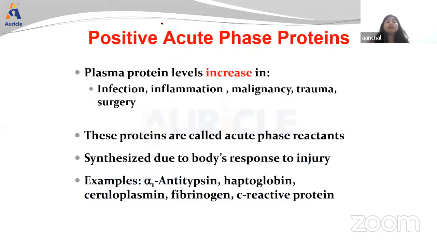Next, we have positive acute phase proteins. Plasma protein levels increase in the case of infection, inflammation, malignancy, trauma, surgery. These proteins are collectively known as acute phase reactants. They are synthesized due to the body's response to injury. Examples we have are alpha-1 antitrypsin, haptoglobin, ceruloplasmin, fibrinogen, and C-reactive protein.